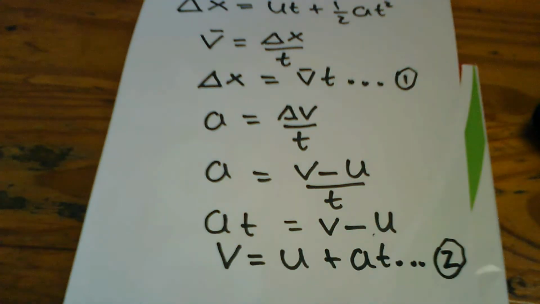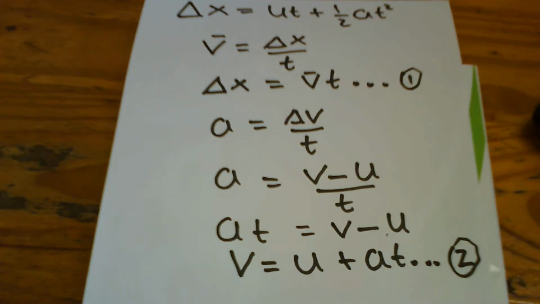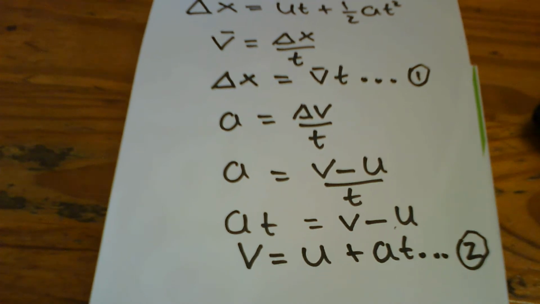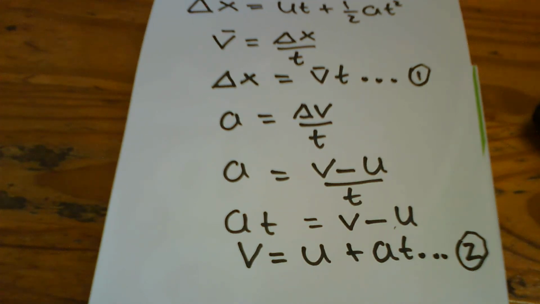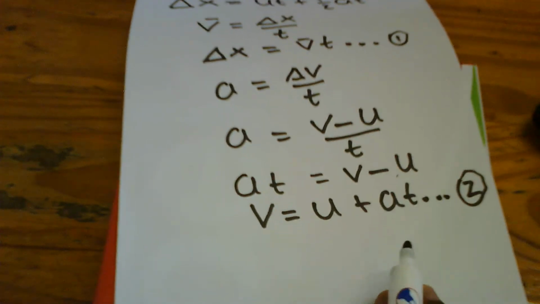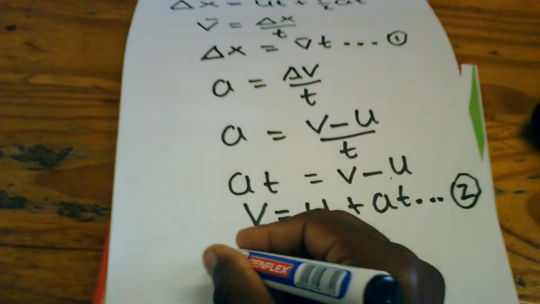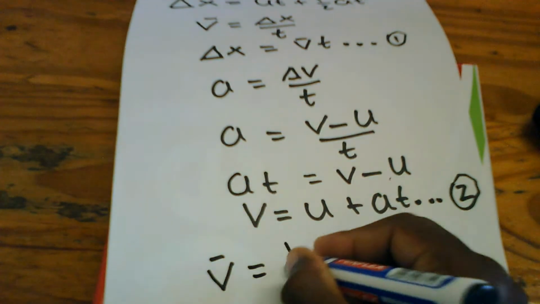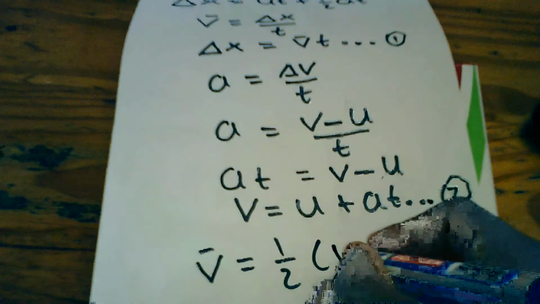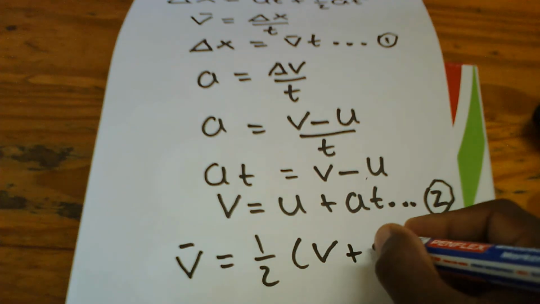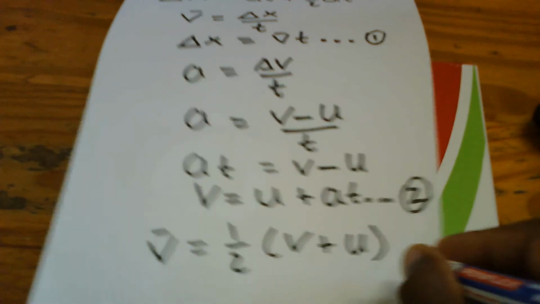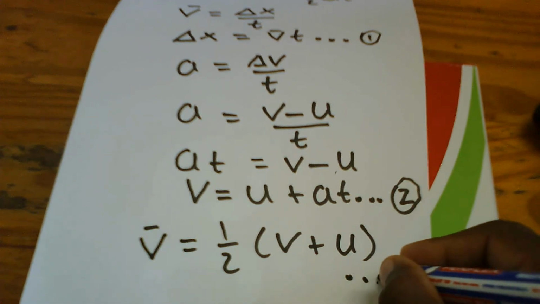Equation 2. So remember we said that the acceleration is constant. Because the acceleration is constant, it means that the velocity is increasing at a constant rate. This means that the average velocity is the midpoint between the final and the initial velocity, meaning that the average velocity v bar is equal to 1 over 2 of the final velocity plus the initial velocity. Let's make this our equation 3.